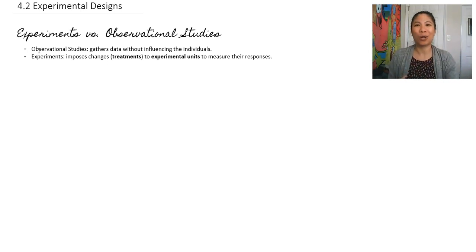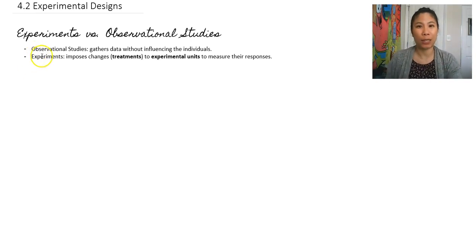The things that we're researching are called experimental units. So that could be people, that could be objects, could be animals, whatever you're trying to research. If the experimental units are people, we also sometimes call them subjects. But we're going to impose these changes and then we can measure their responses.